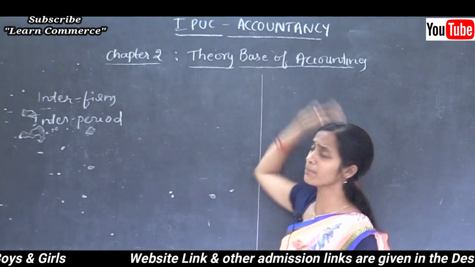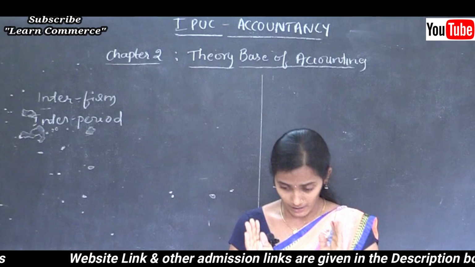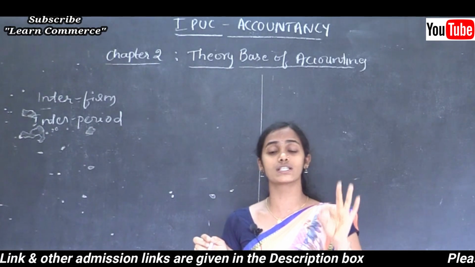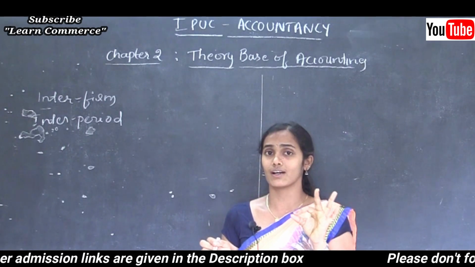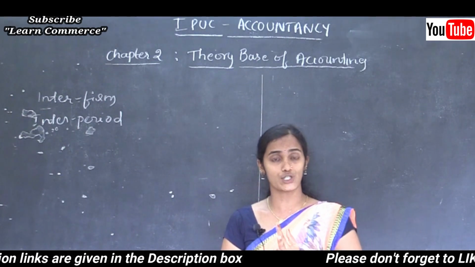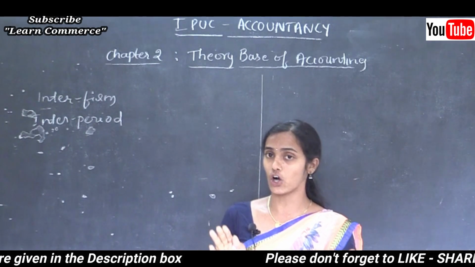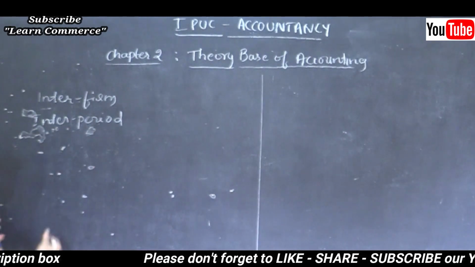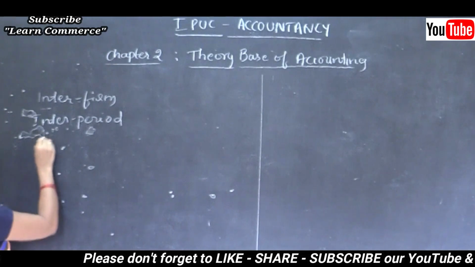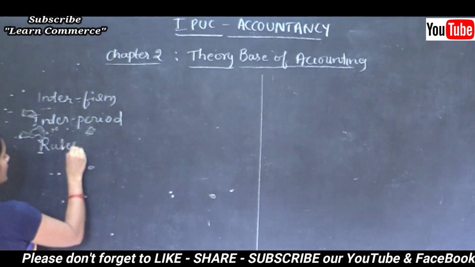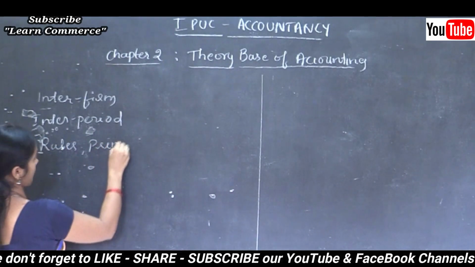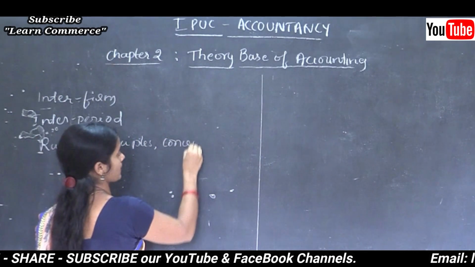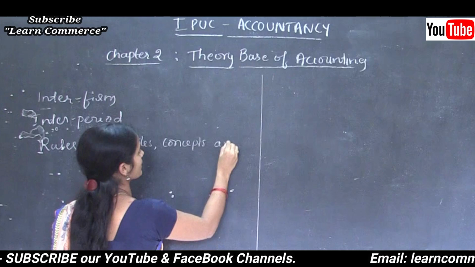The theory base of accounting consists of principles, concepts, rules and general guidelines. What does the theory base of accounting consist of? Rules, some principles, some concepts and general guidelines.